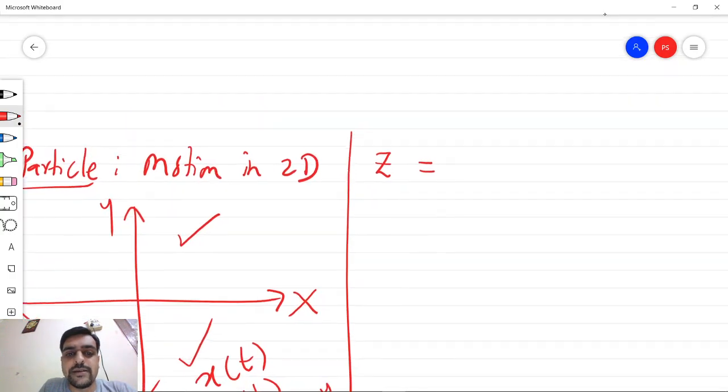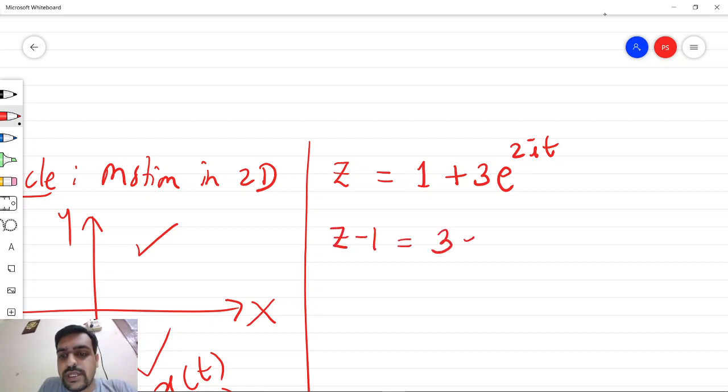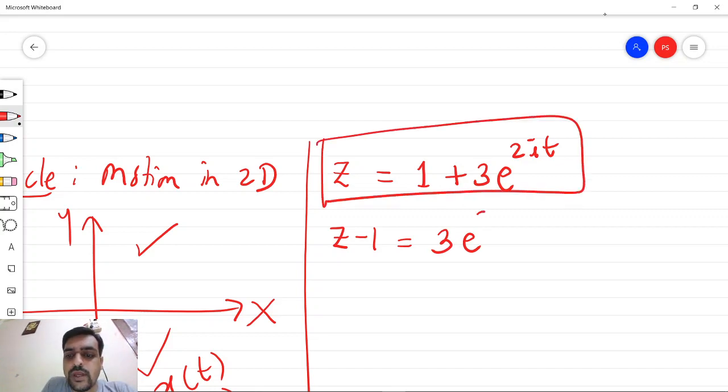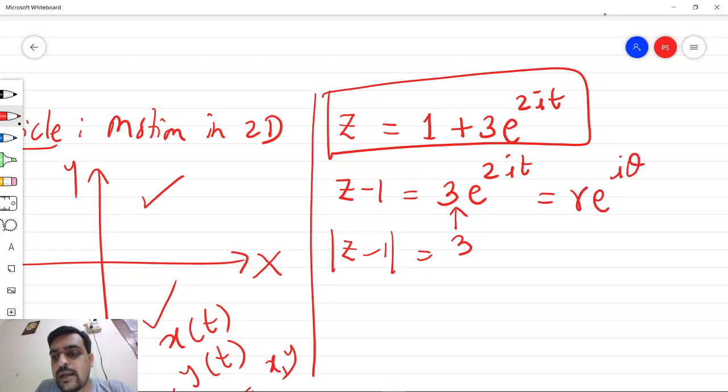Now suppose this z is represented by using complex number notation. So let us say that z is equal to this quantity. So z minus 1 comes out to be equal to 3 e raised to 2it. Remember that z is a function of t. So modulus of this is just 3. So since this is in the form r e raised to i theta, r is nothing but the modulus of this quantity. So mod of z minus 1 is 3, and note that it is a constant.